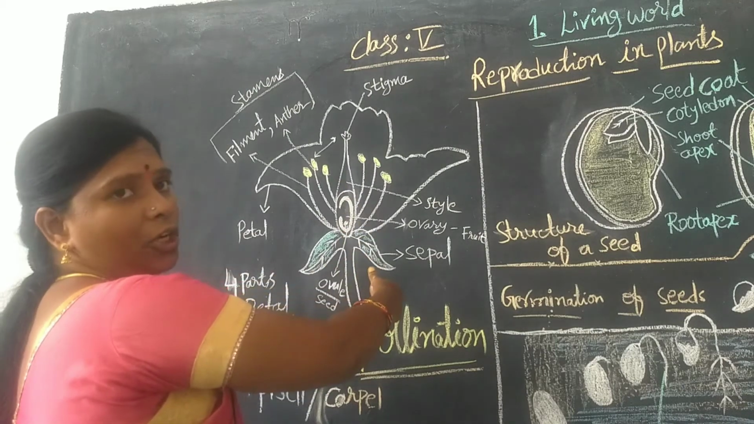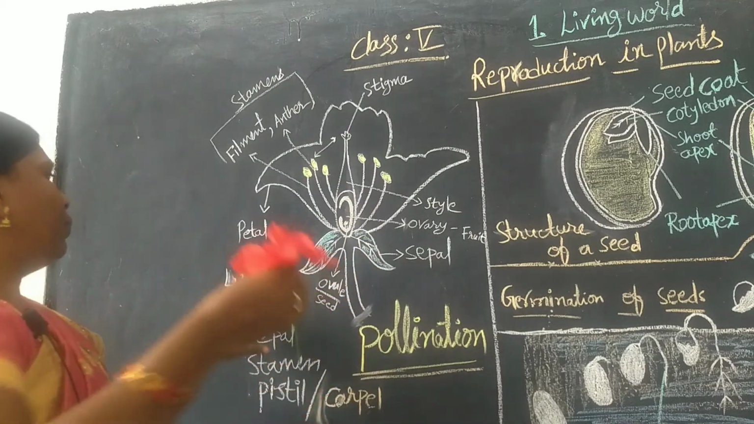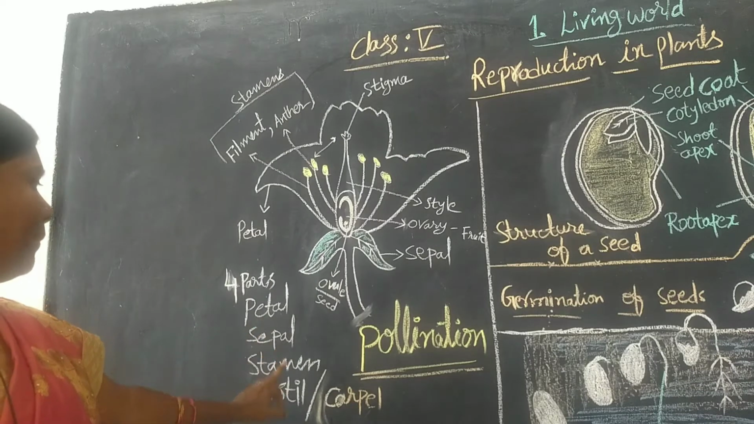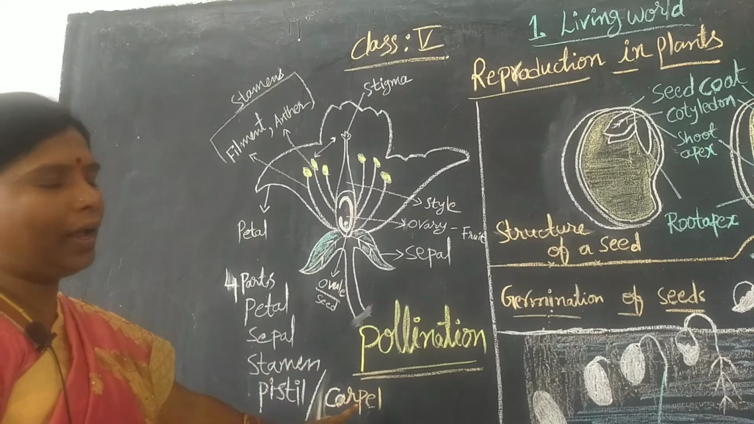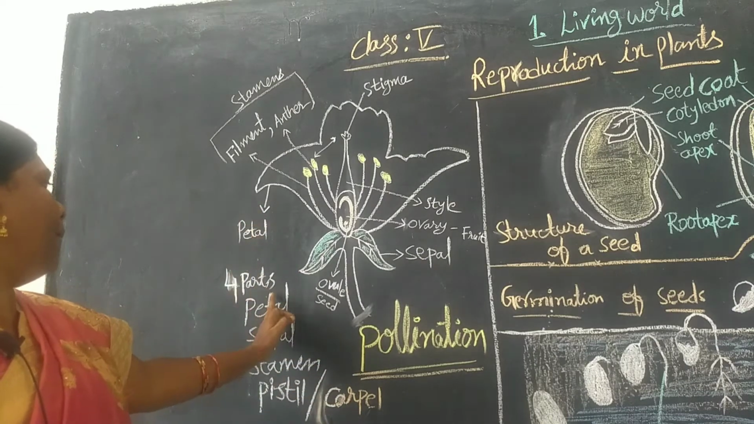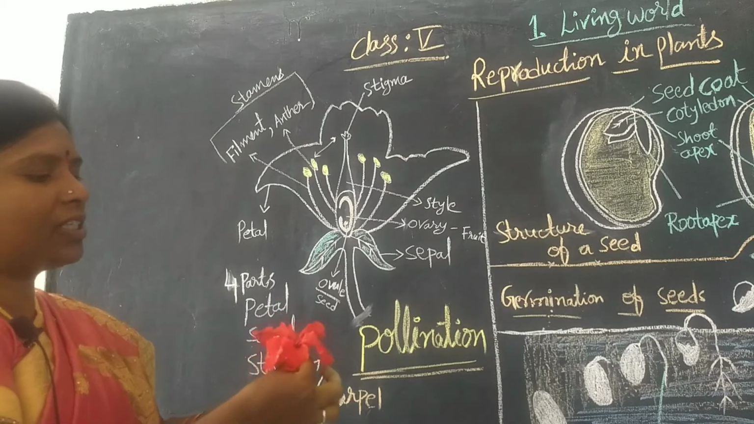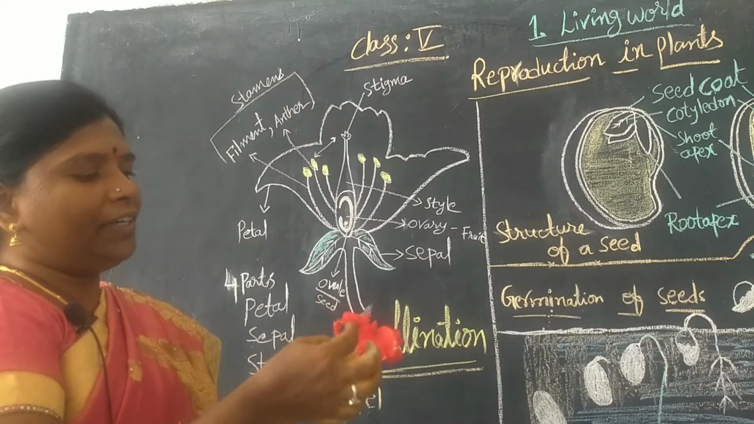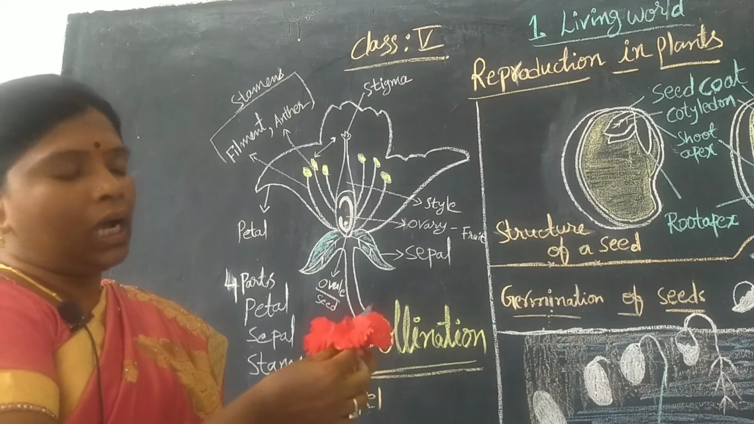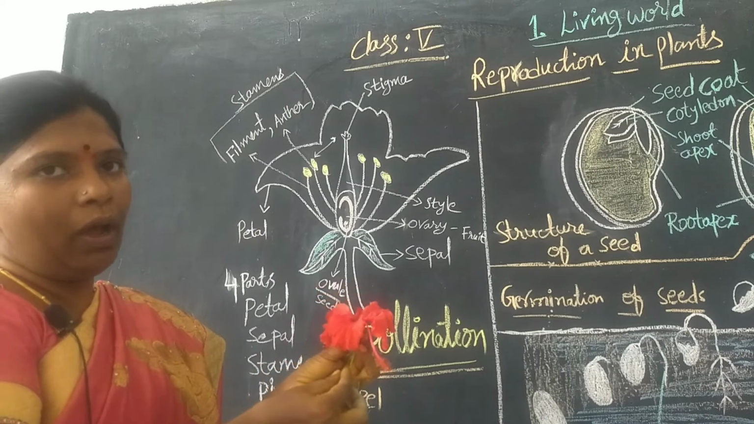Explain again the structure of a flower. There are four main parts: petal, sepal, stamen, and pistil or carpel. In that, petals are bright and attractive. They attract insects for pollination.